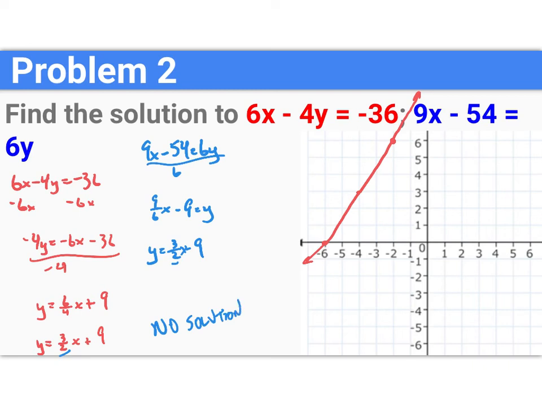So let's put in positive 2. 3 times 2 is 3, minus 9 is -6. So at 2, we're at -6. And we go up 3 over 2, 1, 2, 3 over 2. Okay, so these lines are parallel.